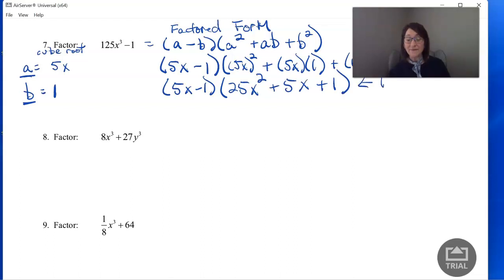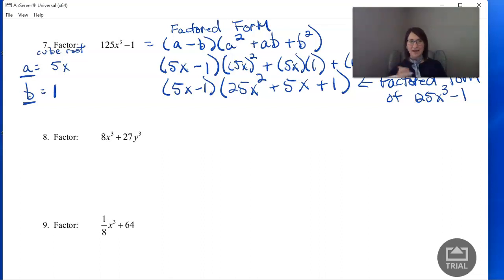That is the factored form of 125x cubed minus 1. I'm done. It's not so bad. It's really, really helpful to identify your A and your B. So let's do the next one.